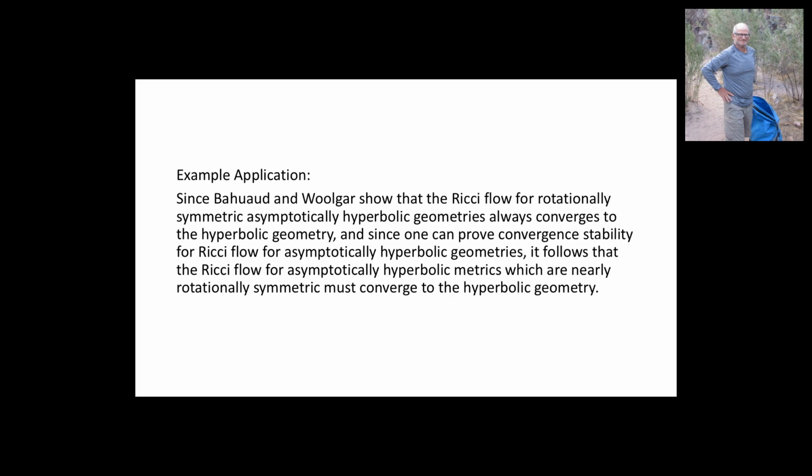So here's the second application of these results. Since Eric Bahuaud and Eric Woolgar showed that the Ricci flow for rotationally symmetric asymptotically hyperbolic geometries always converges to the hyperbolic geometry, and since we can prove convergence stability for Ricci flow for asymptotically hyperbolic geometries, it follows that the Ricci flow for hyperbolic metrics which are nearly rotationally symmetric, but have no symmetry as well, must also converge to the hyperbolic geometry.